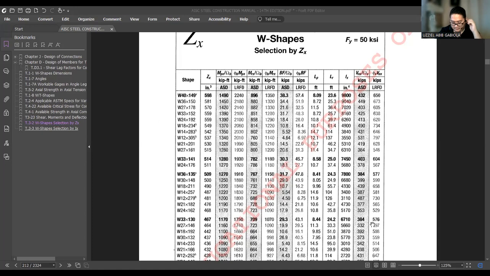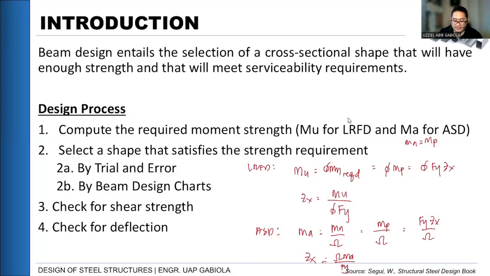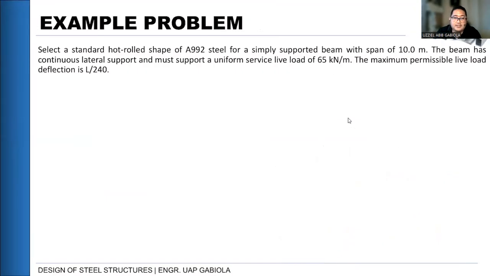Okay? Going back to sa slide natin. Ayan. So let's have our first example. Okay. Select a standard hot rolled shape of A992 steel for simply supported beam with a span of 10 meters. So let us siguro draw. So we have a simple span lang. Okay. So ang length natin is 10 meters, no?